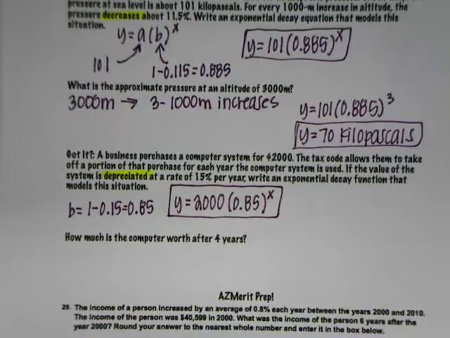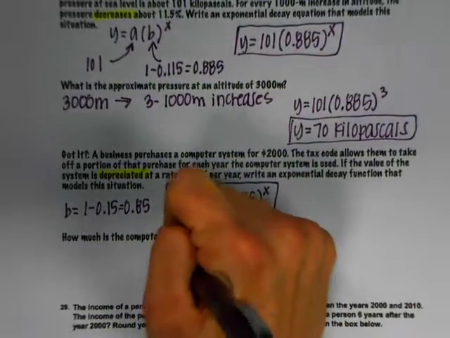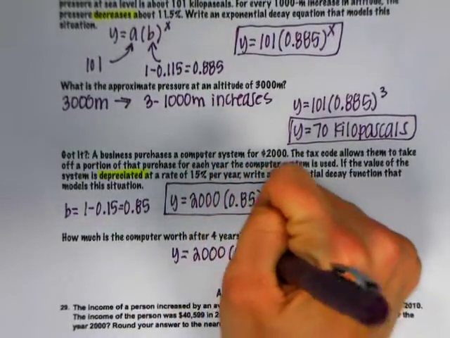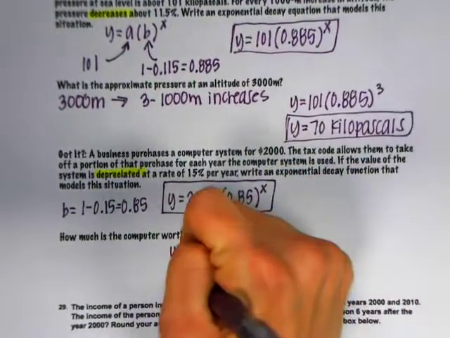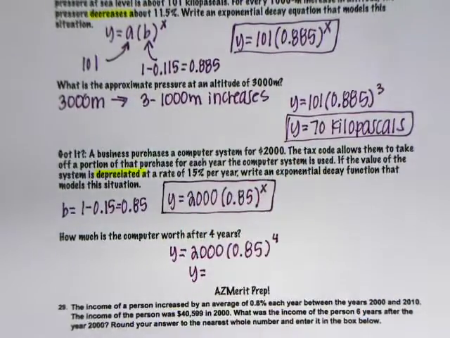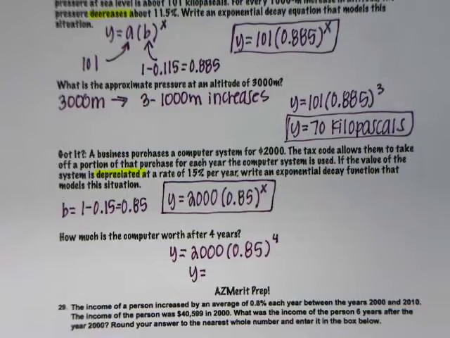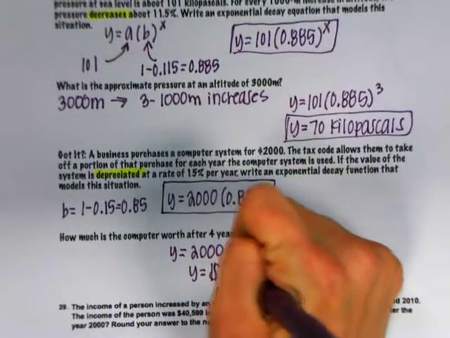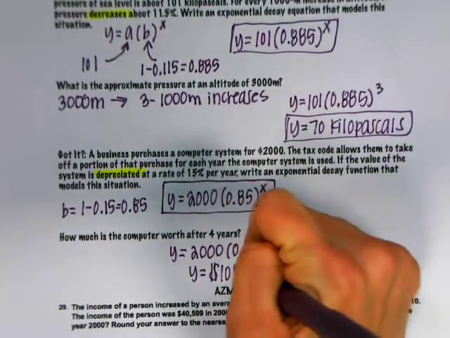Okay, and then it says, how much is the computer worth after 4 years? And in the problem, this is happening every year, so what would my exponent be? Yep, 4. So you should get $1,044.01.